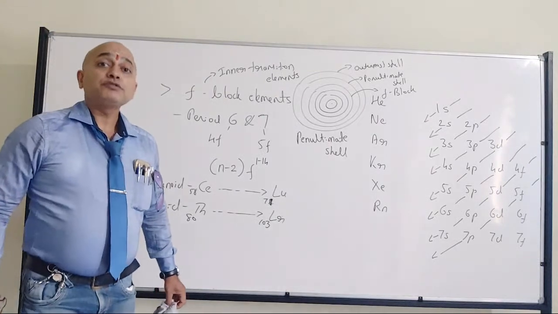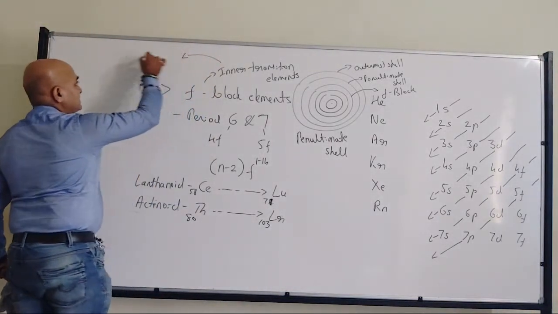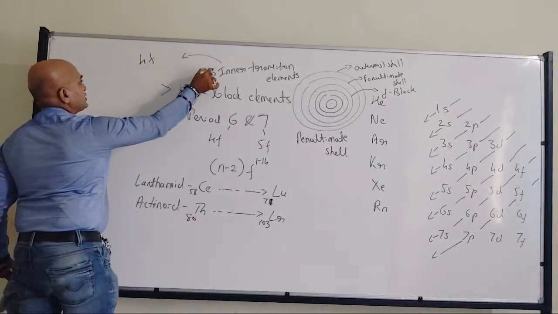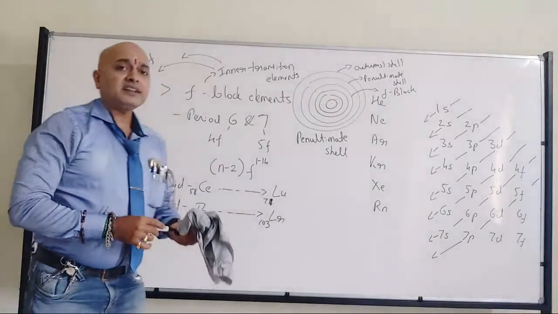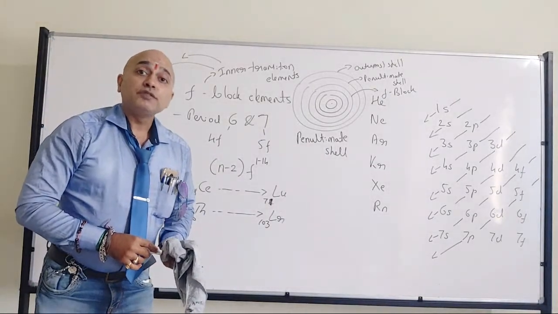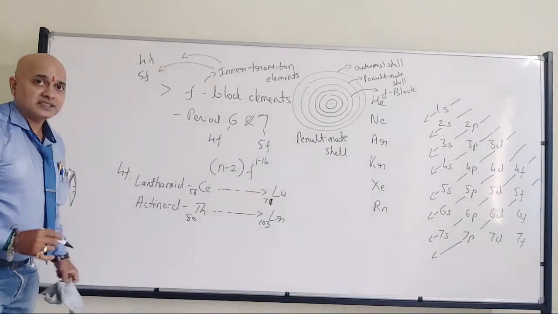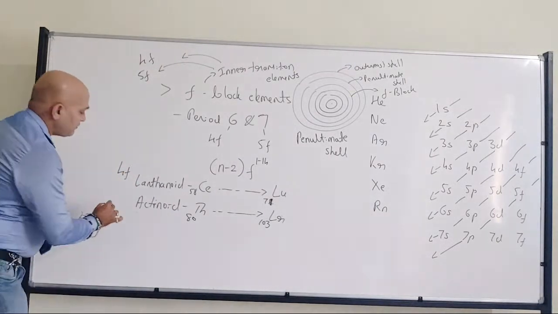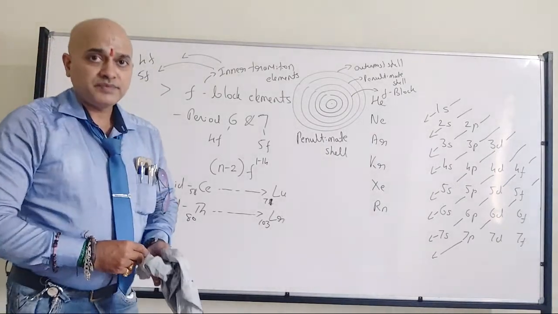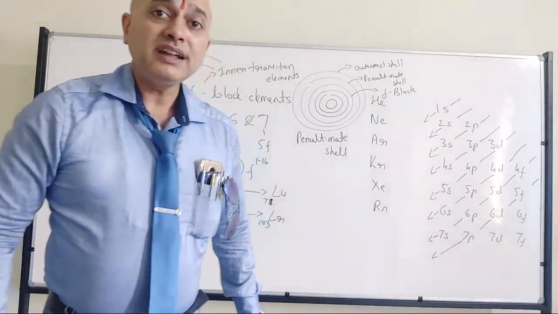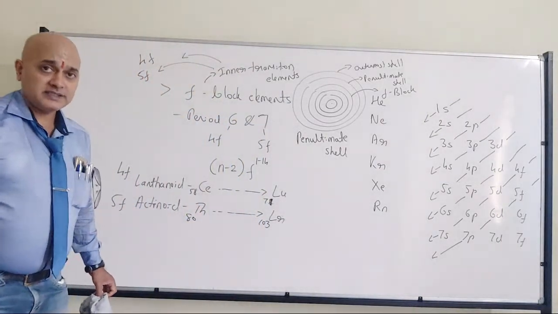Right? So we have two types of inner transition elements. One is 4f inner transition elements and another one is 5f inner transition elements. Which are those 4f inner transition elements? Lanthanide series. Which are those 5f inner transition elements? It will be the actinide series. Fine, all of you have understood? So that's where we have the inner transition elements.